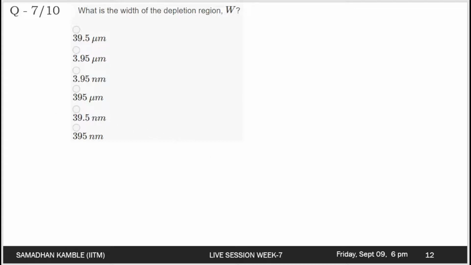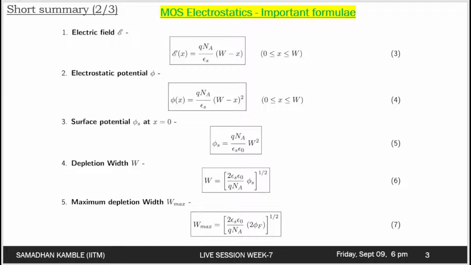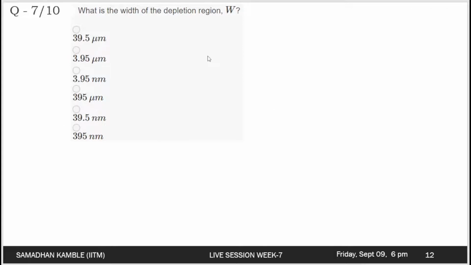So if you recall equation number 6 in our summary slide, you can see that the depletion width is given by this particular relation, which is a function of the doping concentration and the semiconductor potential phi s. So we can substitute into this equation now. W is given by 2 times epsilon naught epsilon s divided by Q times the doping times the phi s. It is in the square root, that is, raised to the power half.